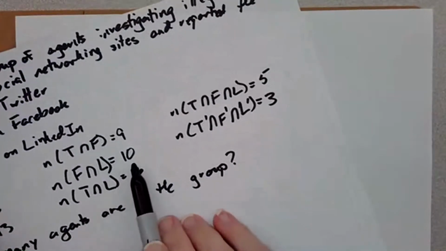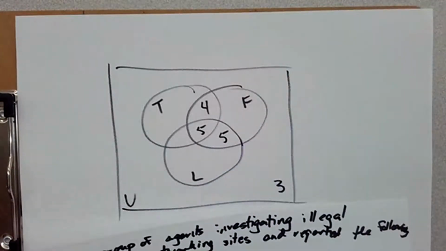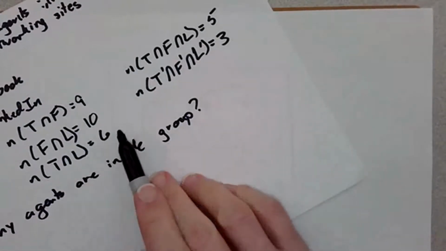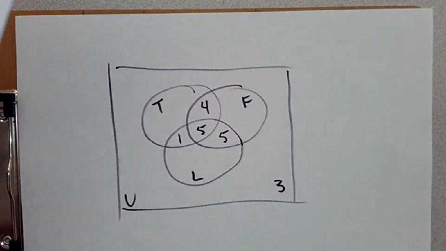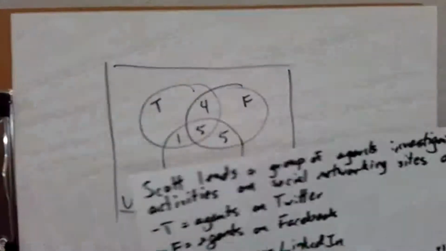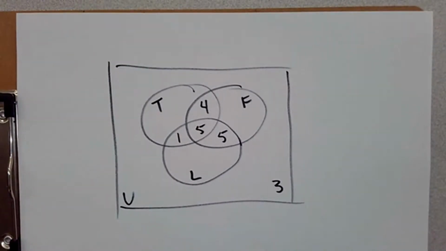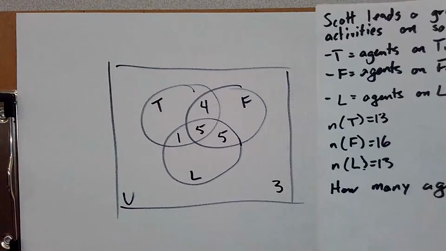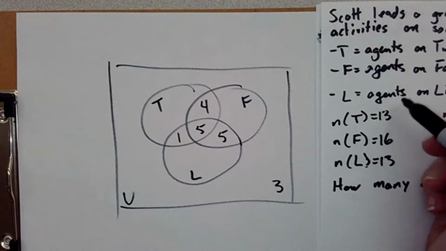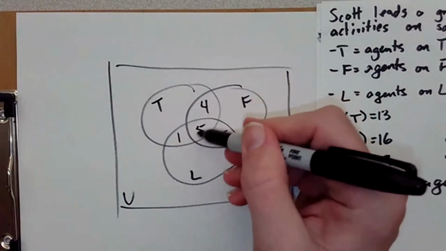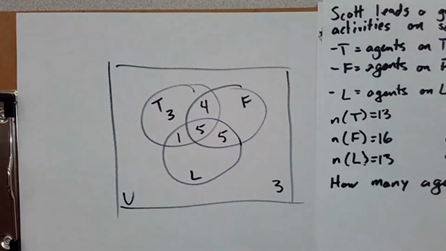Likewise, the number in Facebook and LinkedIn is 10, but there are 5 in all three. So there are 5 who are on only Facebook and LinkedIn, and the number in Twitter and LinkedIn is 6. There are 5 who are in all three, so there's 1 who is only in Twitter and LinkedIn. Now we come over here to the first column really, and we see there are 13 total agents on Twitter. Okay, well, we've accounted for 10 of them here in these 3 areas. So there are only 3 remaining who are only working Twitter.